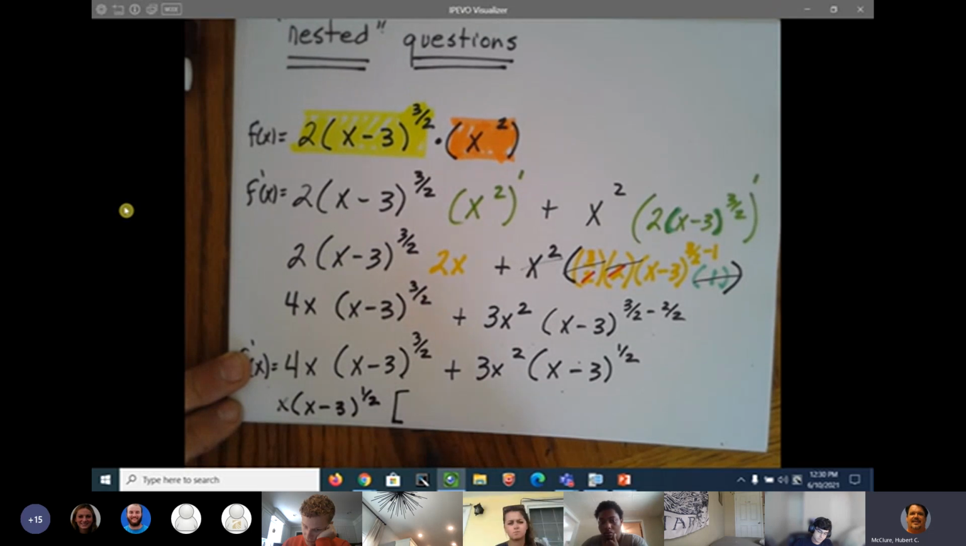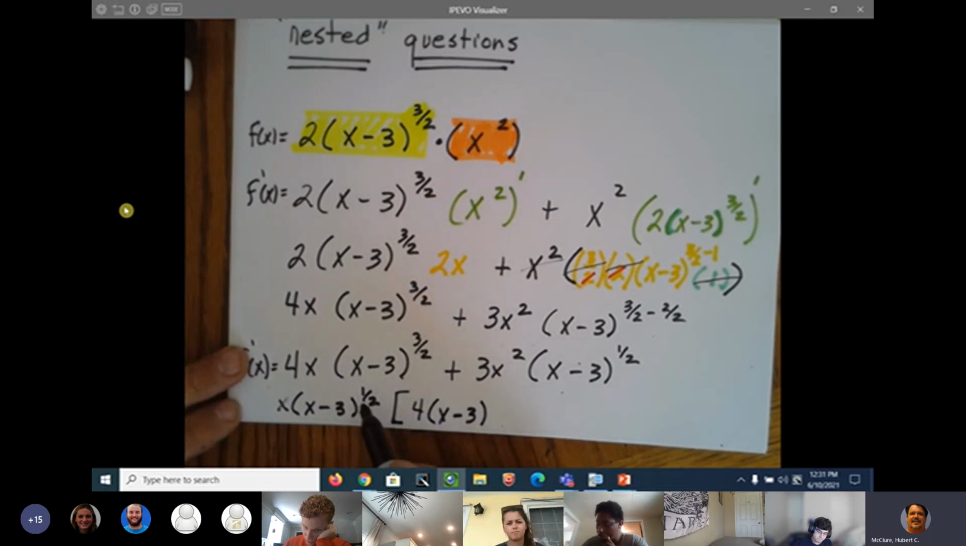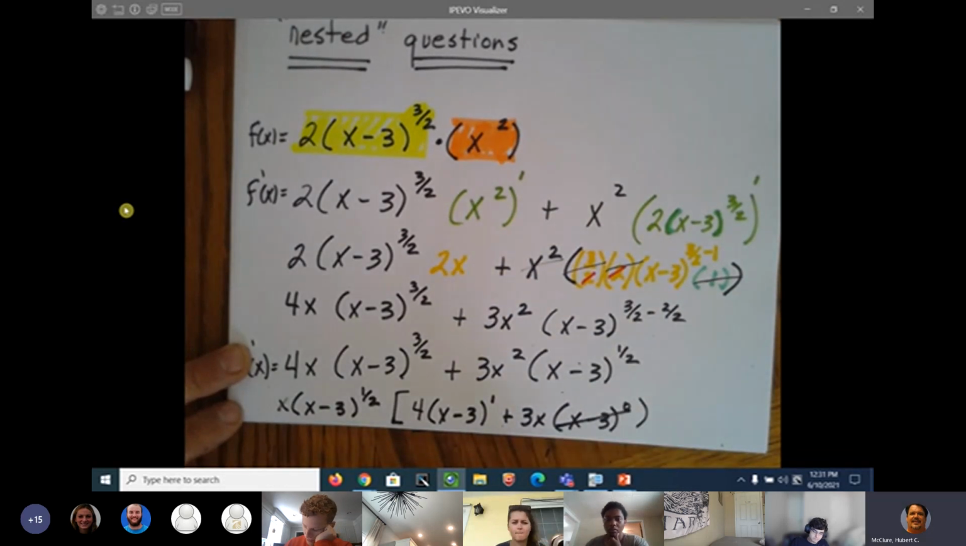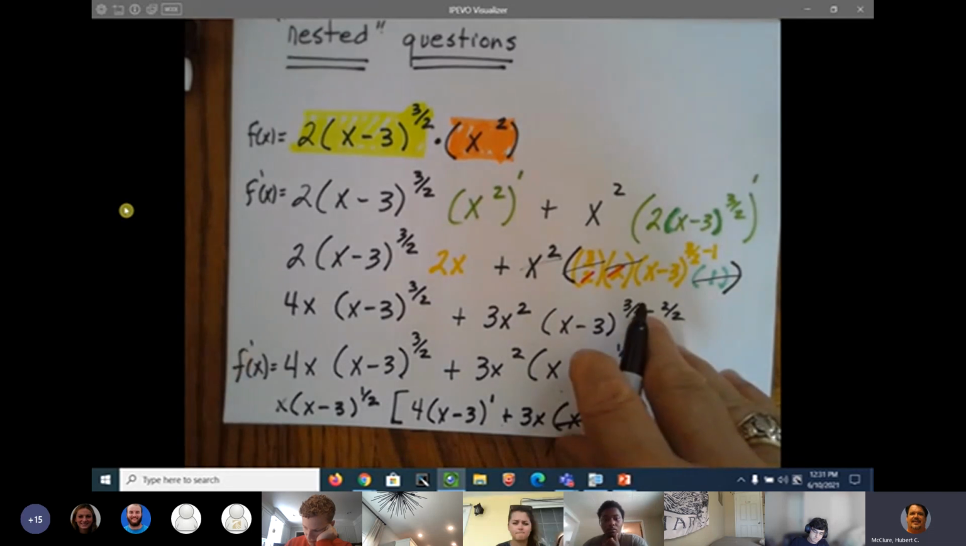And that's going to leave 4 times x minus 3. What's 3 halves divided by 1/2? Well, it's 3 halves minus 1/2, quotient rule, which is 2 halves, which is 1. Plus, well, that's going to be 3x times x minus 3. What is 1/2 minus 1/2? That's to the 0 power, so that goes out. So final answer, you can have 2 final answers.